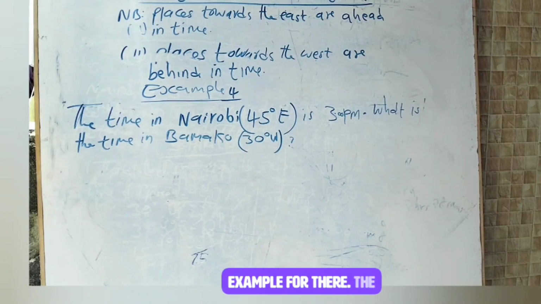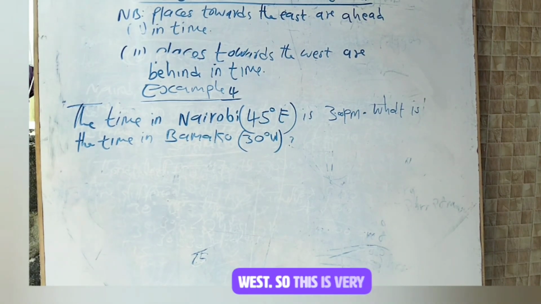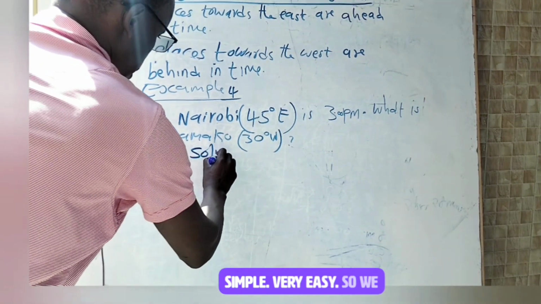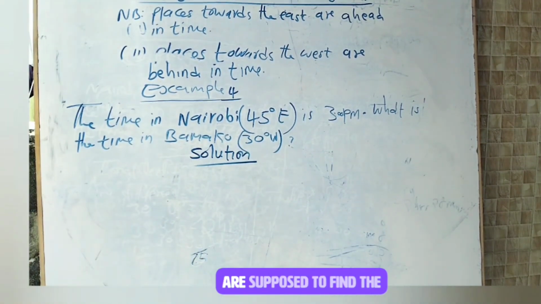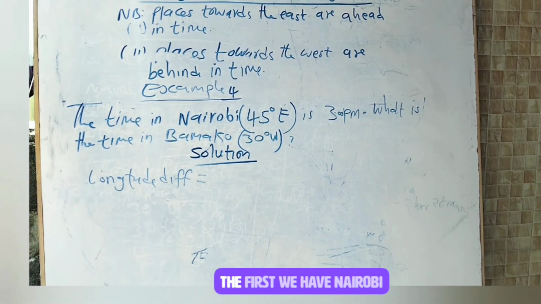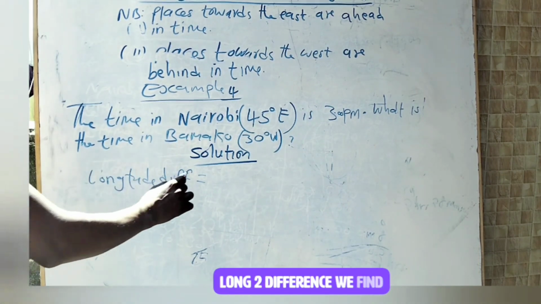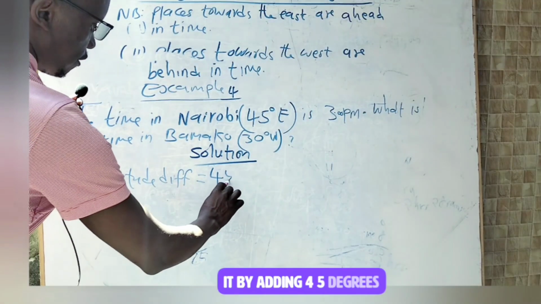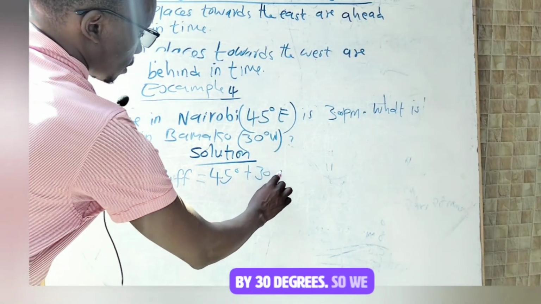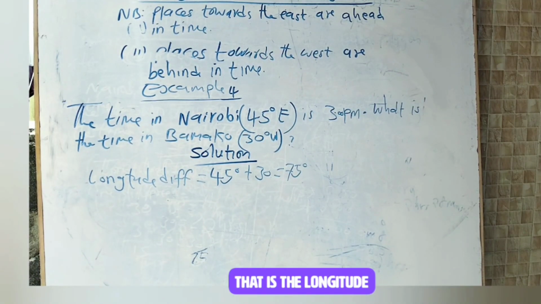We have our example here. The question states the time in Nairobi, which is 45 degrees east, is 3 p.m. What is the time in Bamako, 30 degrees west? So this is very simple, very easy. We are supposed to find the longitude difference first. We have Nairobi, which is east, and Bamako, which is in the west. The longitude difference, we find it by adding 45 degrees and 30 degrees. So we shall have 75 degrees. That is the longitude difference.